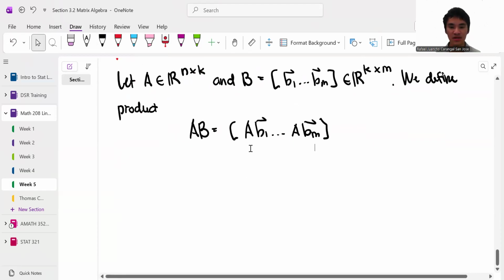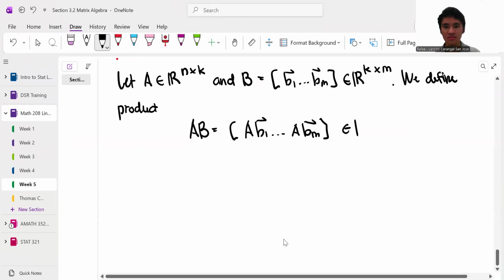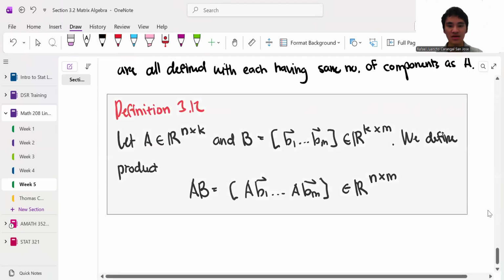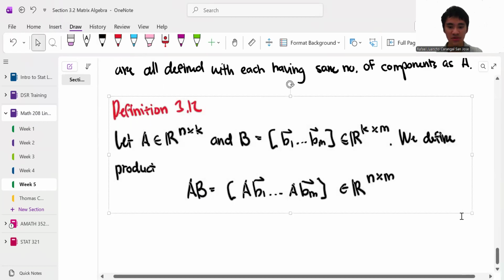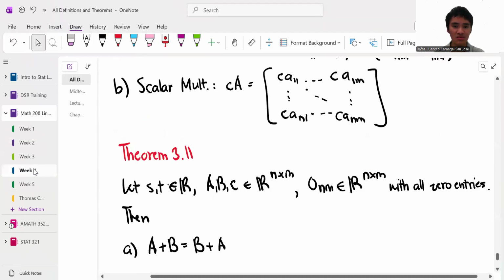So when we do that, we're actually going to get an n by m matrix. That's what's going to happen. So we're going to get another matrix when we multiply two matrices. Okay?